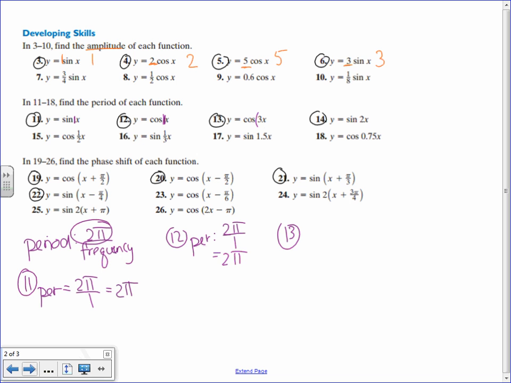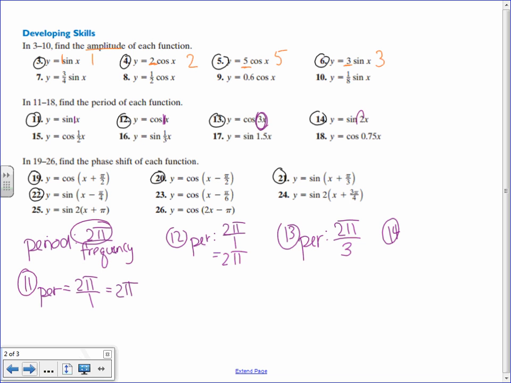For 13, I have a 3 being multiplied on the inside. So this curve has a frequency of 3. So that means that by the time I go from 0 to 2 pi, I will have had to draw 3 full cosine curves. Okay? So to figure out the period, to figure out how long it takes to get 1 cosine curve, I'm going to do 2 pi divided by the frequency, which is 3, and that's your answer. Okay, so by the time I go from 0 to 2 pi over 3, I should have gone through one full cosine curve.